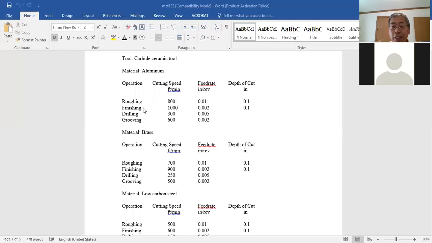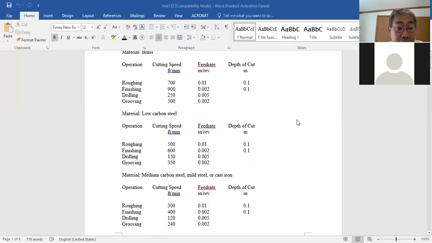And certainly drilling is a drill; you drill a hole here. Grooving: you'll see the groove here. That's grooving. We'll talk about those operations when we do the lab. What do we need to pay attention to when we do those operations?